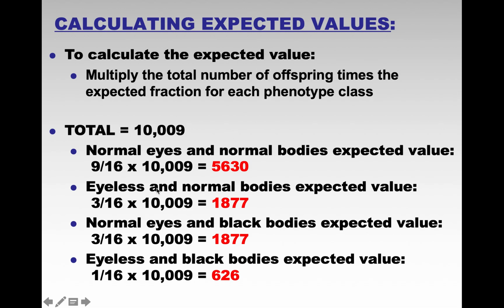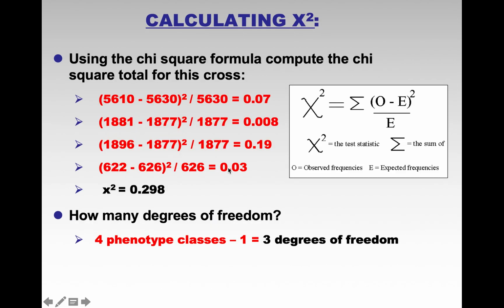So I have this all written out for you. So for normalize, I'm going to take 9/16 times the total to get my expected, right? So now that we have our expected and our observed, we're going to use the chi-square formula to compute the chi-square for this cross, right? And you just use this equation. So we figure this out for all the different ones, and then we add them together.